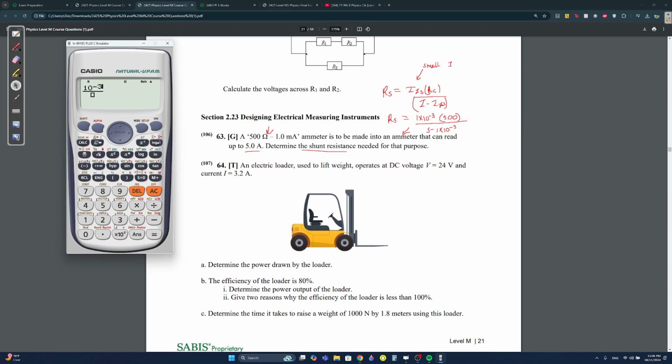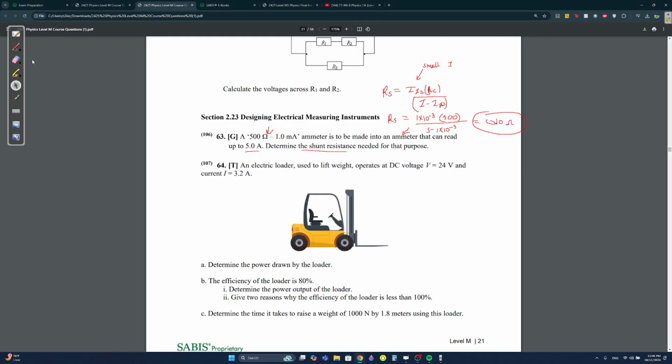10 to the minus 3 times 500 over 5 minus 10 to the minus 3. You're gonna get 0.1. Okay, into two significant figures, so we're gonna put it as 0.10. And since you're talking about resistance, it has to be ohm, right? Let's see, 0.1. Okay, whatever. It should be 2SF, huh?